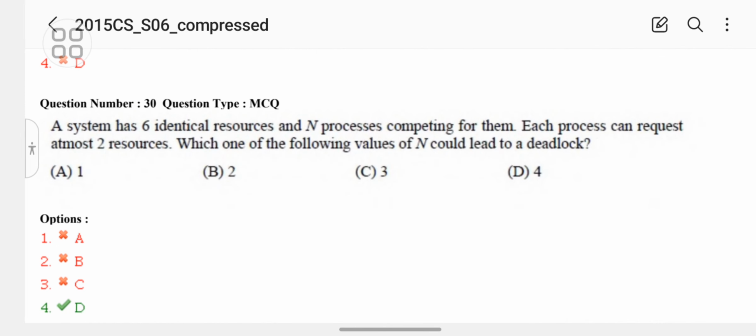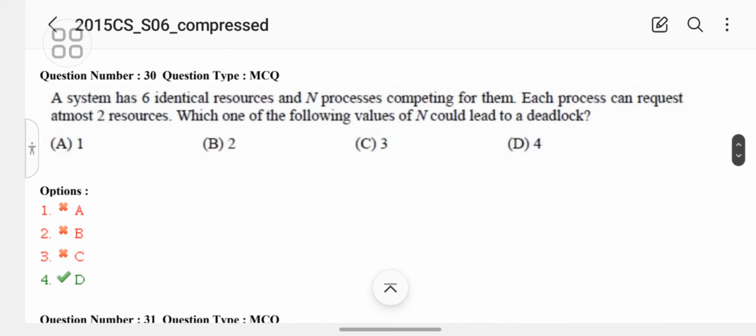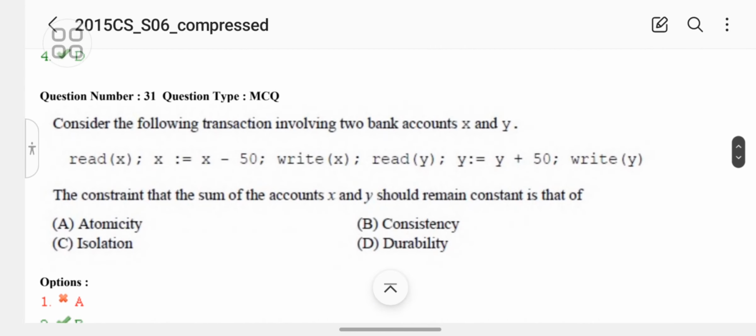Now, next question is 30. A system has 6 identical resources and n processes competing for them. Each process can request at most 2 resources. Which one of the following values of n could lead to a deadlock? So if you solve this 30th question, you will get the answer as D, 4, right?